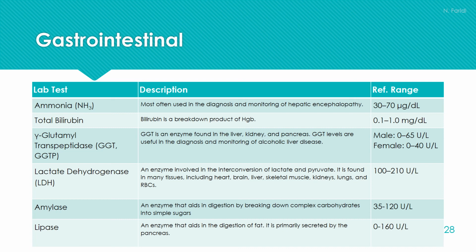Lastly, we have lipase. This is also an enzyme that aids in digestion of fats. It is also primarily secreted by the pancreas. Lipase is also useful in the diagnosis of pancreatitis and is considered a more specific marker of pancreatitis than amylase. That is important. Like amylase, the lipase levels begin to rise within 2 to 6 hours of onset of acute pancreatitis.